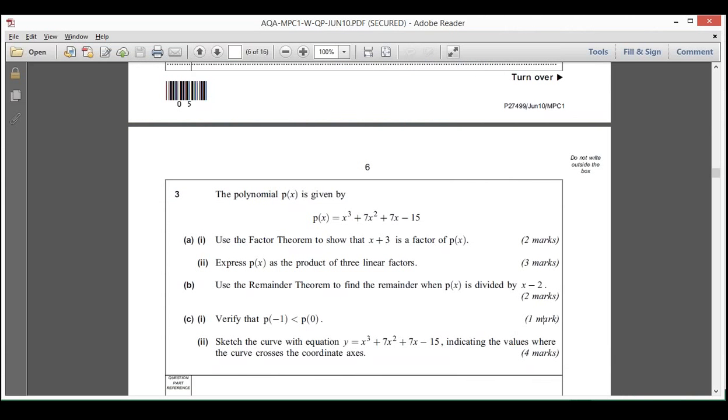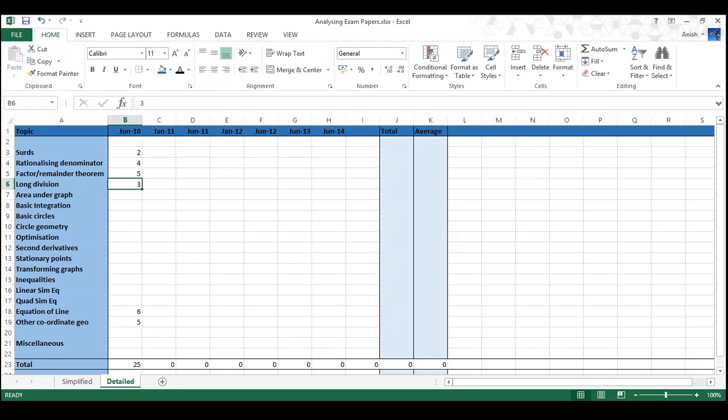And sketch the curve. Sketch the curve. I don't have a section for that. I don't want to put too many topics because I want it all to fit on the screen. Sketching is 4 marks.